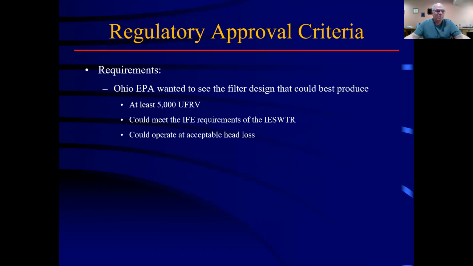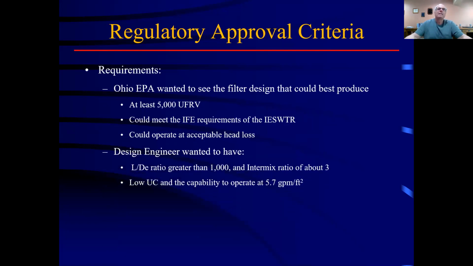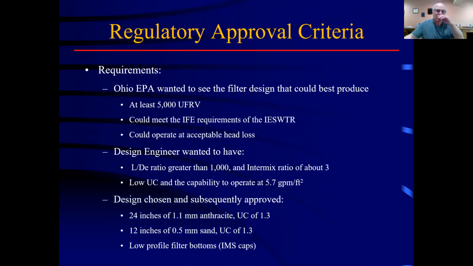To meet the requirements at that time, Ohio EPA wanted to see the filter design that could best produce at least 5,000 unit filter run volumes, and of course could meet regulations and could produce acceptable head loss. In addition to that, the design engineer wanted to have an L/D ratio greater than 1,000 and an intermix ratio of about 3. They wanted a low uniformity coefficient and the capability to operate at 5.7 gallons per minute per square foot.